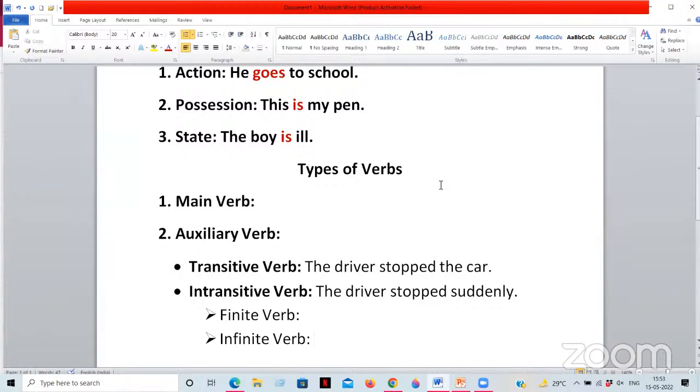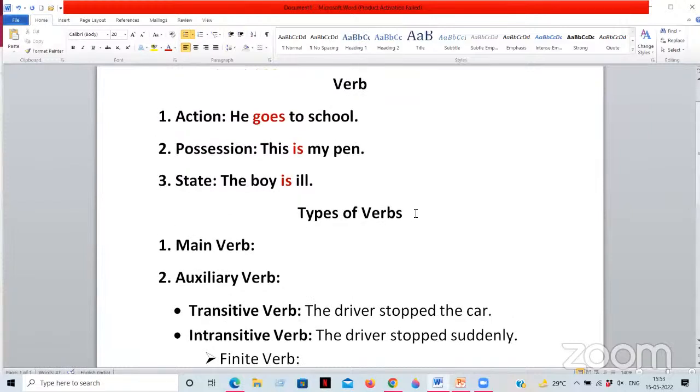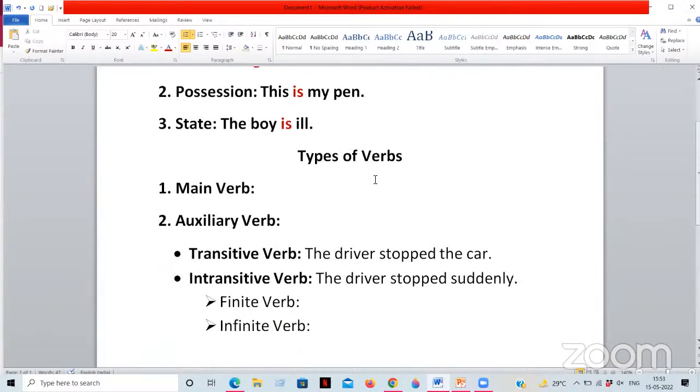Okay. So let me talk about it once again. We were talking about verbs. A verb can express three things: one is action, another one is possession, and then state. There are several types of verbs. Based on function, it has two types: one is main verb, another one is auxiliary verb, because it helps the main verb, and main verbs can stand alone and express themselves independently.